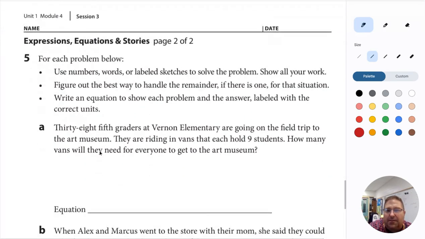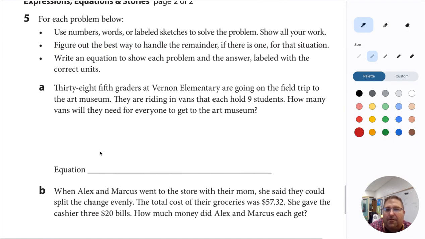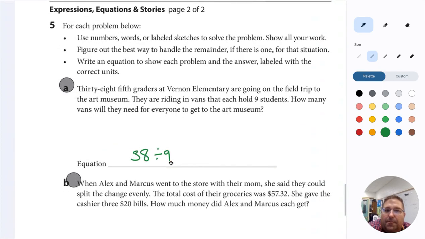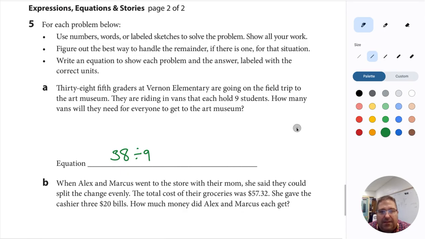And then let's set these up real quick. We've got 38 fifth graders. They're going on the field trip to the art museum. They're riding in vans that hold 9 students. How many vans will they need? Well, if we've got 38 fifth graders divided by 9, that's our equation we're looking for. And again, we could set that up that way.